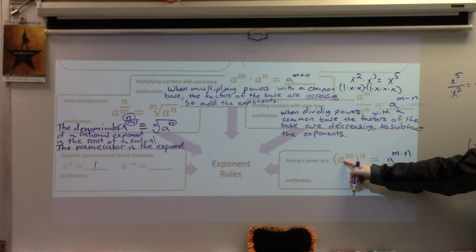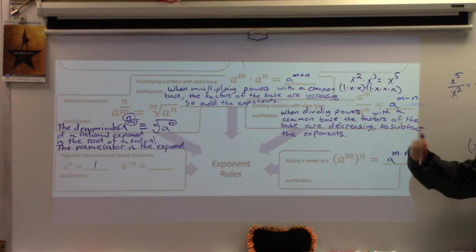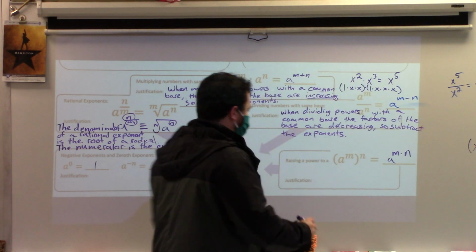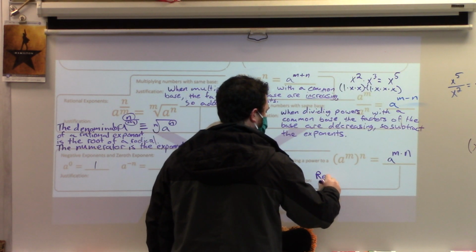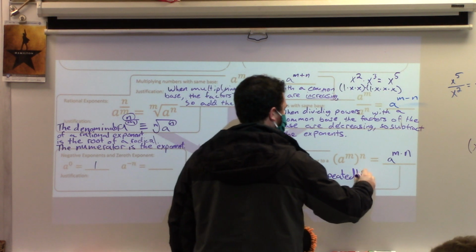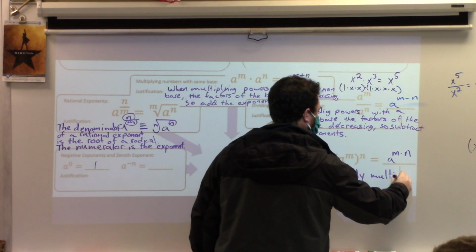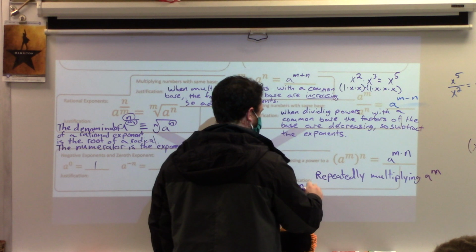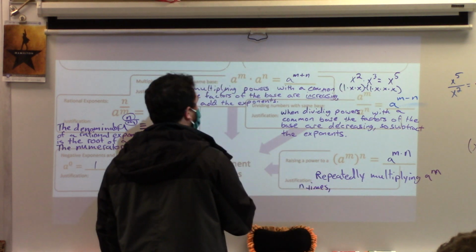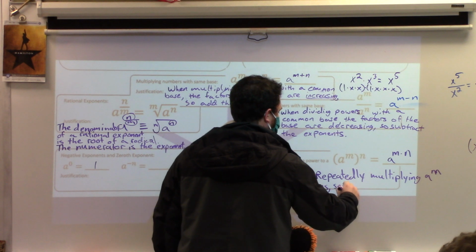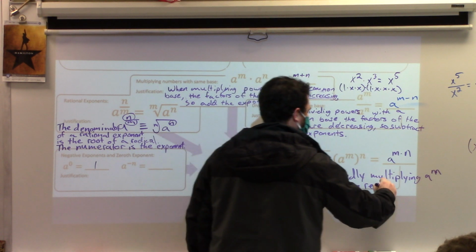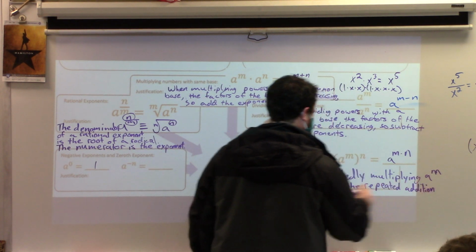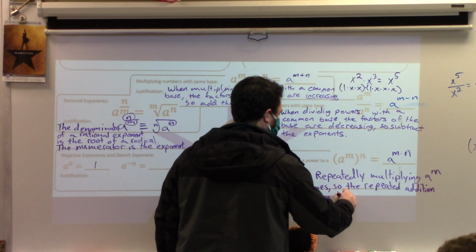I'm repeatedly adding a to the m, n times. And how do we show repeated addition? Multiplication. So repeatedly multiplying a to the m, n times, the repeated addition of m becomes multiplication.